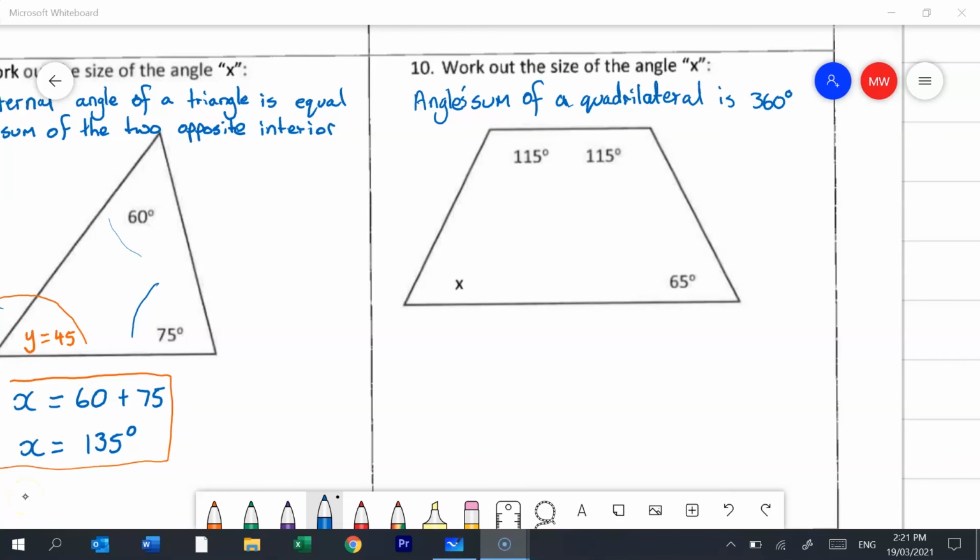Question 10 explores the angle sum of a quadrilateral. So any four-sided shape, a quadrilateral, is 360 degrees if you add up all the angles. So this is just like the triangle ones. We know that if we take x and add it to 115 and 115 and 65, so the four angles of this shape above, it will add up to give us 360. So if we collect our like terms, we've got x, and then 115 plus 115, which is 230. 230 plus 65 gives us 295. That will give us an answer of 360.